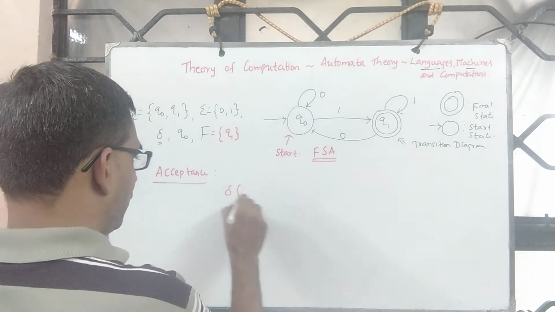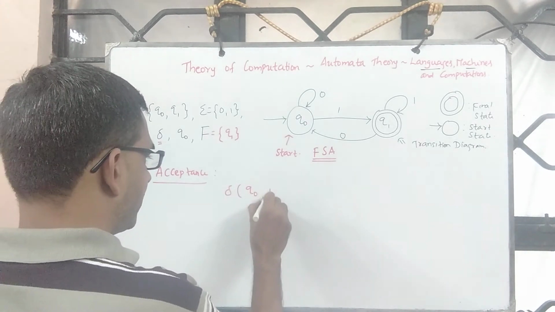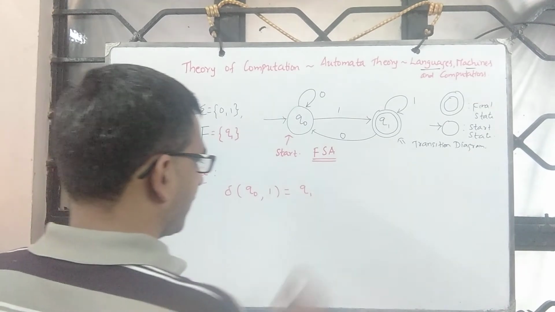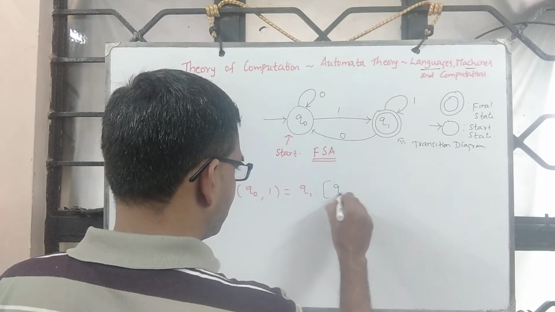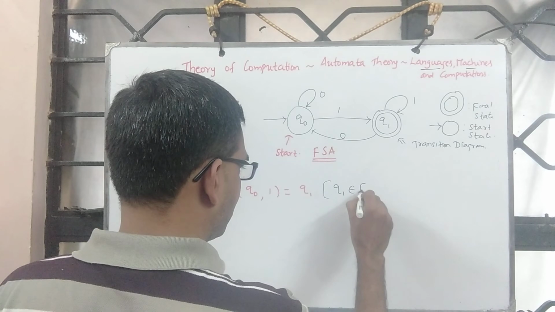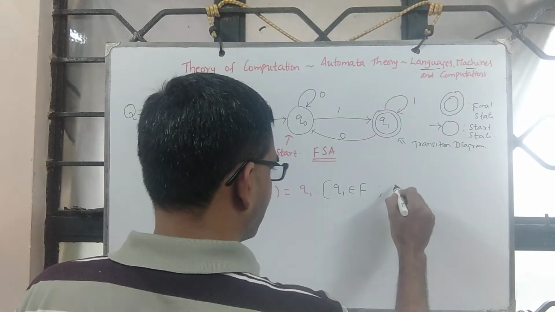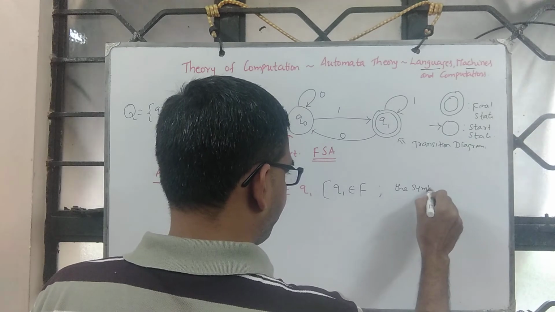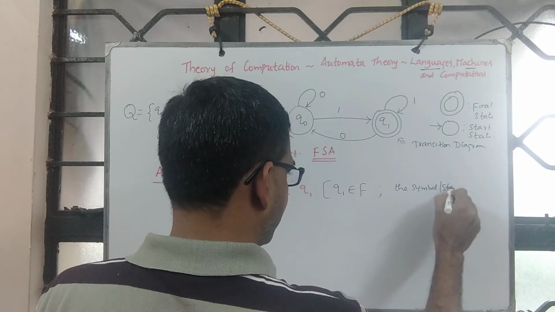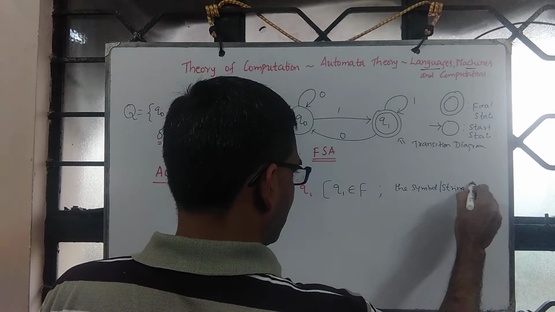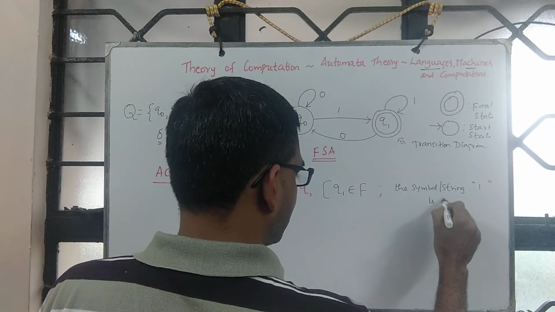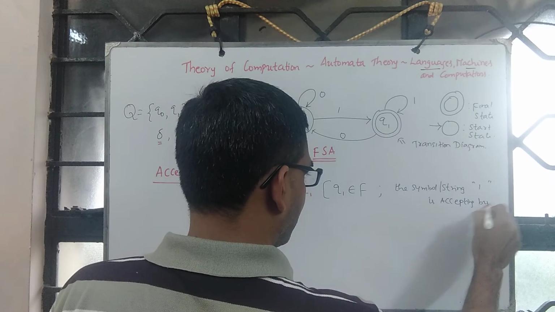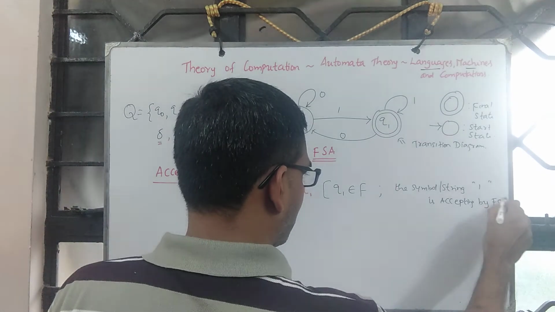we say delta of q0 comma 1 is q1, and q1 is a final state, which means the symbol, or it is also a string, the string 1 is accepted by the finite state automaton.